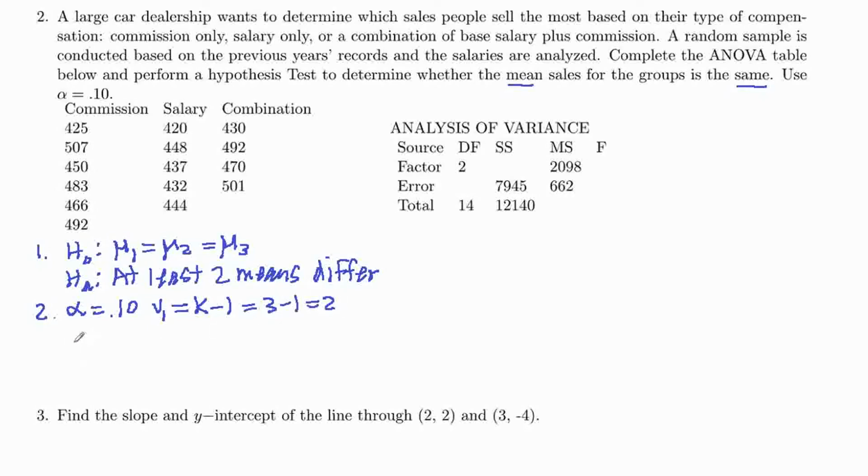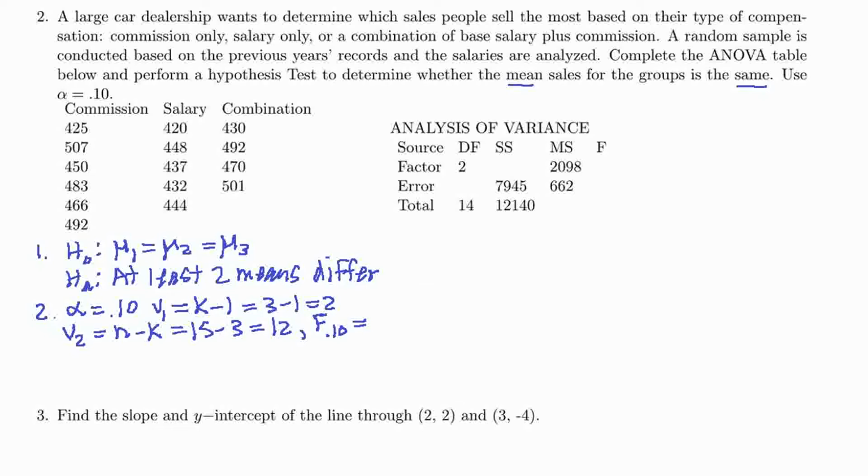And then our second degree of freedom here we denoted by nu sub 2. It looks like v. It's actually nu. And that is n minus k. N is the total number of data values. So here we've got 15 data values. Minus k is 3 groups. And that leaves you 12. And so then our f value, we want the f value with 0.10 to the right.